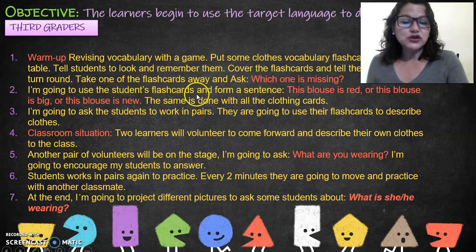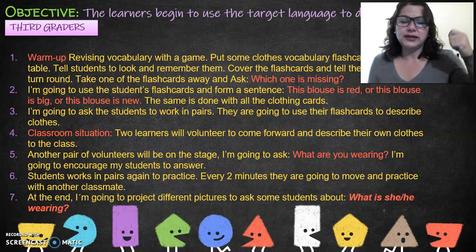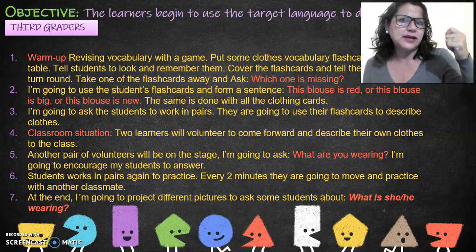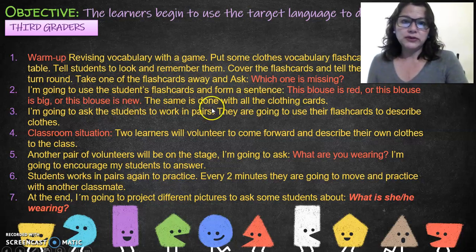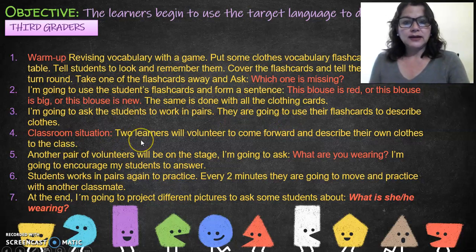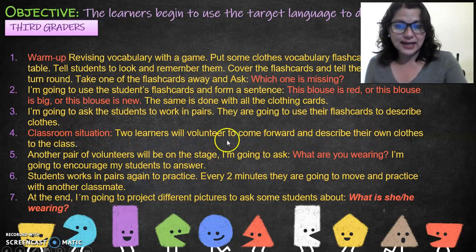I'm going to use the students' flashcards and form a sentence. This blouse is red, and I'm going to show the flashcard, okay? Or this blouse is big, this blouse is red, this blouse is new. I'm going to use some adjectives today. The same is done with all the clothing cards. Then I'm going to ask the students to work in pairs. They are going to use their own flashcards to describe clothes. Then two learners will volunteer to come forward and describe their own clothes to the class.